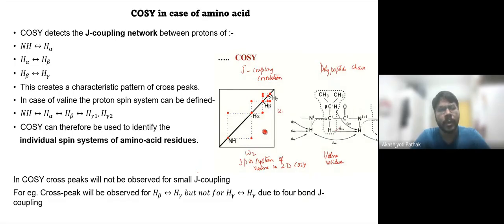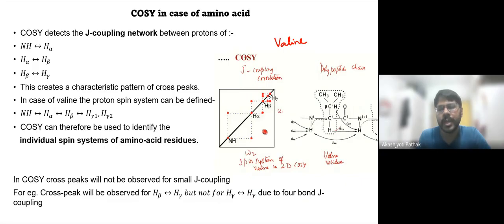So if we look at how a COSY spectrum will look for a particular amino acid, this was explained with the example of the amino acid valine. If we look at the structure of valine, you can see that its R group, the side chain, has this alpha carbon bonded to a beta carbon, and this beta carbon is again bonded to two gamma methyl groups, CH3 and CH3.